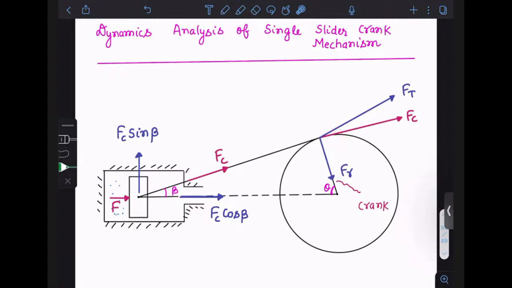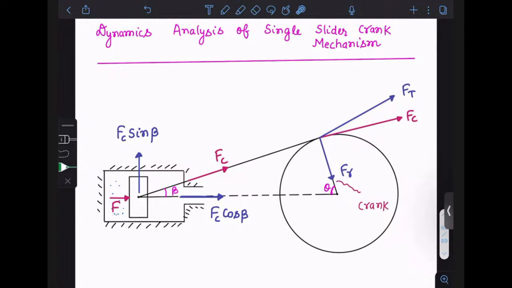Some students assume that the force along the connecting rod is at 90 degrees with the radius. No, the tangential force is the one at 90 degrees. This is the tangent. This is just the extended part of the connecting rod. It is not necessary that the force along the connecting rod is equal to the tangential force. So make it very clear, everyone.